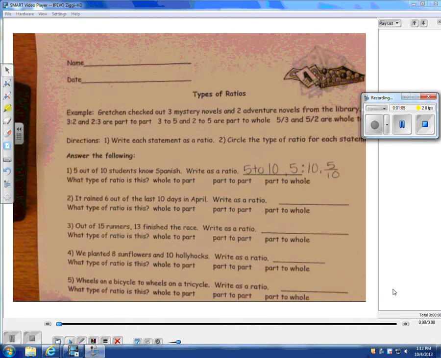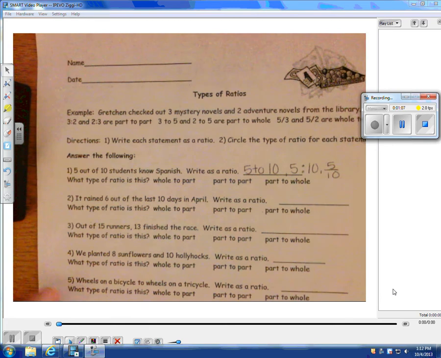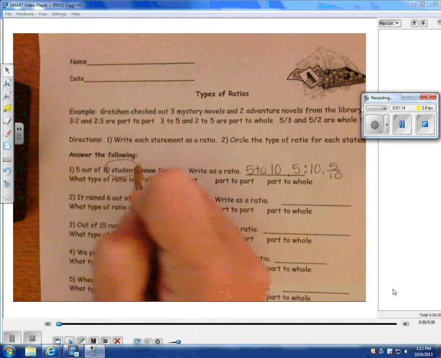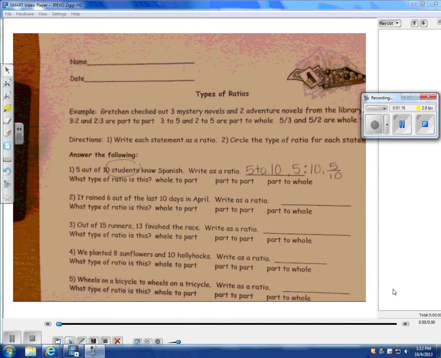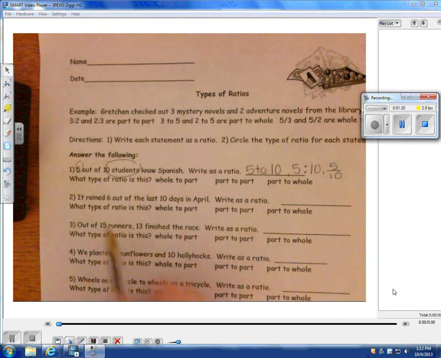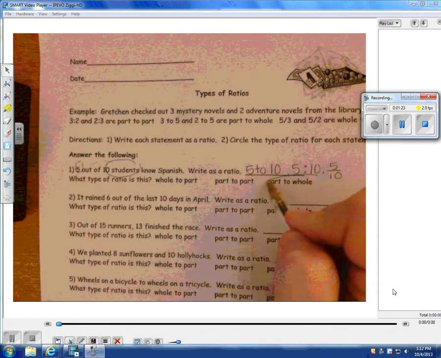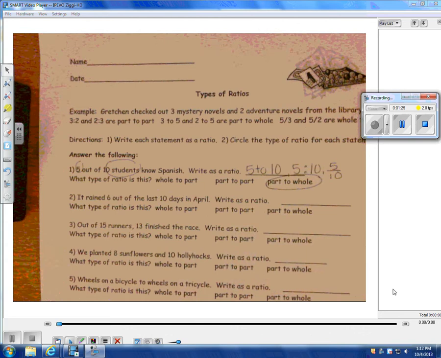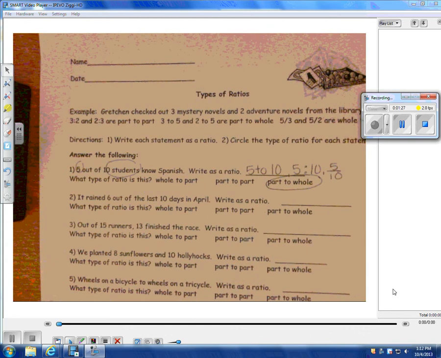So what type of ratio is this? We're saying it's 5 out of 10 total students. So we know that that is the total. So if we are comparing a part of the total to the whole, it is going to be a part to whole ratio.